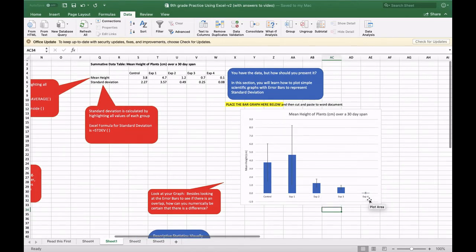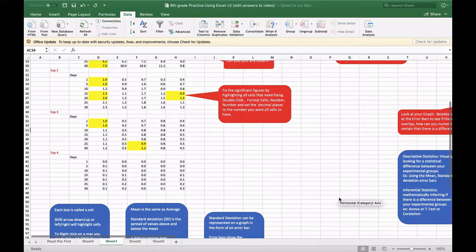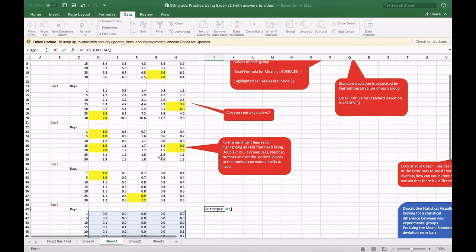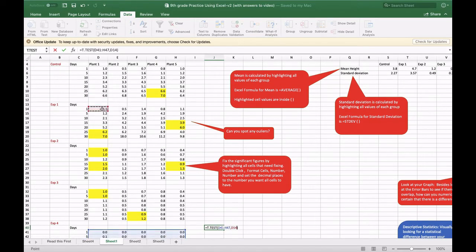So how do you do that? Well, I want to see if there's a difference between experimental 4 and experimental 3. So let me go back to my raw data here, and doing a t-test is much easier than doing an ANOVA. So the formula for a t-test is just equal T.TEST. So Excel does that for you. And inside these columns, I am going to input the data for experimental 4, which looks completely different. And then I'm going to hit comma, and then I'm going to compare that with experimental group 1, let's say. Okay, and I'm going to enter.